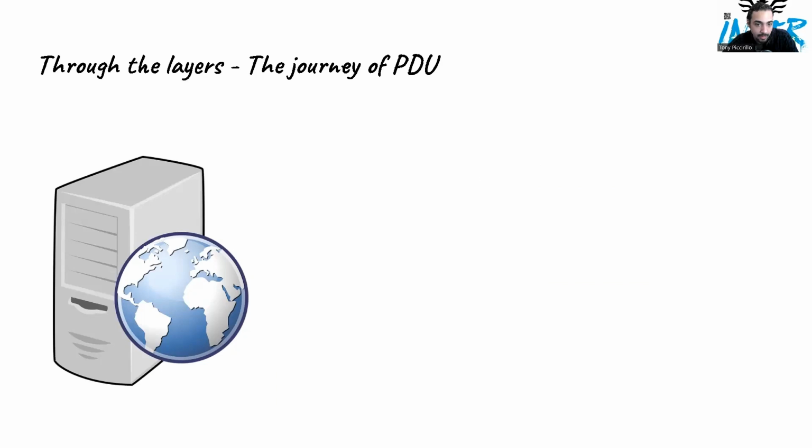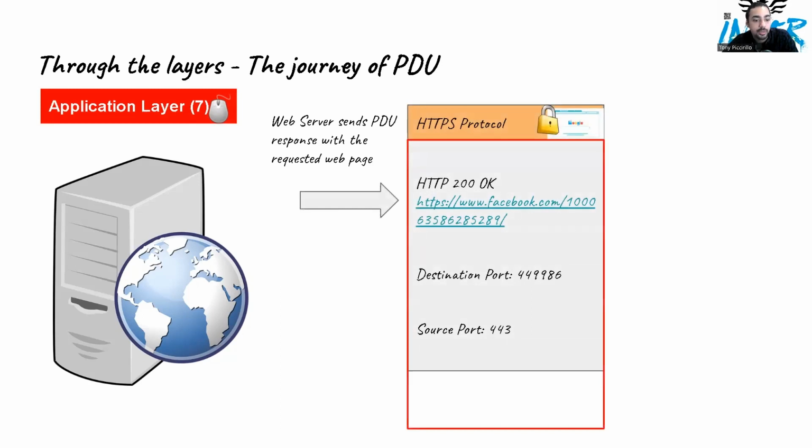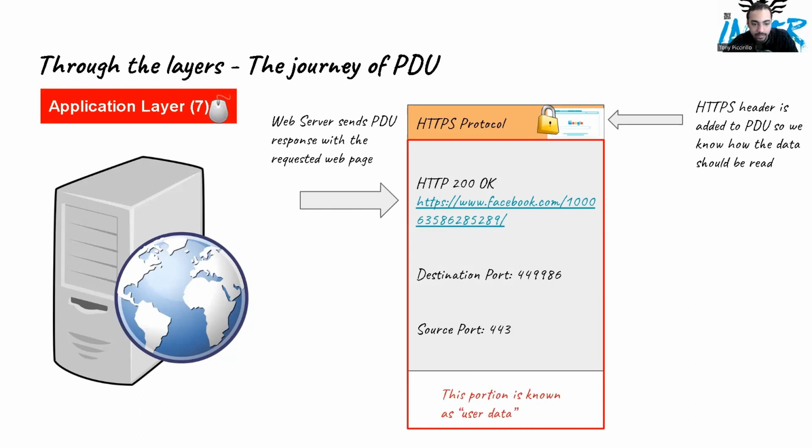Let's take a look at the web server's application layer as it prepares a response to our data request. So the web server will send a PDU response with the requested web page data. Let's break this PDU down. At the top, we have the HTTPS protocol data header, so our laptop web browser application will know how to read the data. Then we have the body portion of the data, which is the user data of the web server. Here we see HTTP code 200, which means that the request was okay and that it will send the data back to the user. If the web page didn't exist, we'd get the 404 error code.